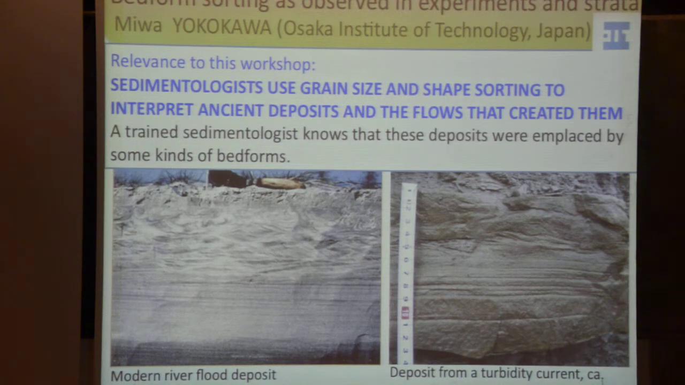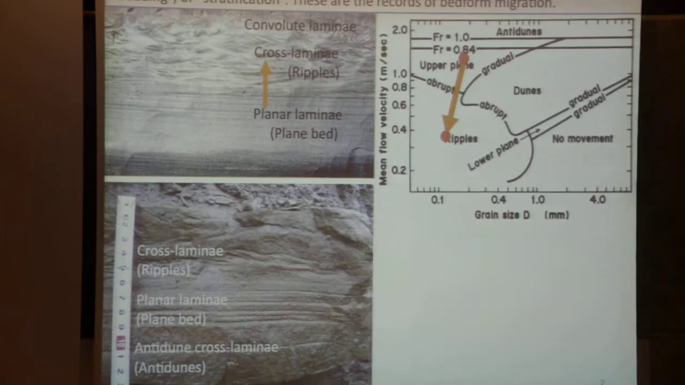Left-hand side is a modern river flood deposit, and the right-hand side is a deposit from gravity currents, which is almost 100 million years old. You can see some structure inside the strata. A trained sedimentologist knows that these deposits were impressed by some kind of bed forms. The sedimentary structures inside the strata are described as laminations, lamini, or bedding, or stratification. These are records of bed form migration.